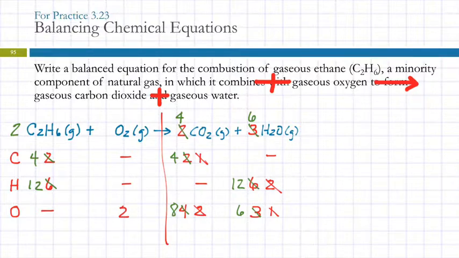Okay, I just doubled everything. My carbons are still balanced. My hydrogens are still balanced. And now with my oxygens, I still have this 2 here because I'm trying to figure out what that coefficient is. But now over here I have a total of 14, which is an even number, and so I can put 7 in front of the O2 and get 14.